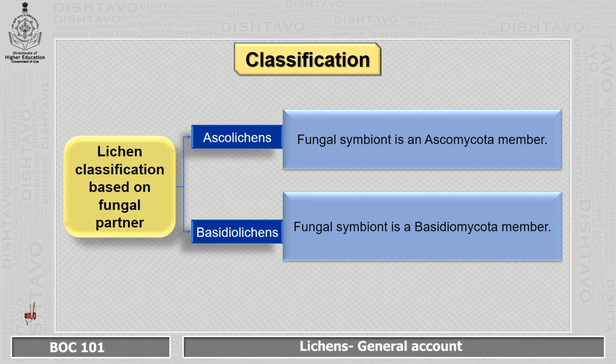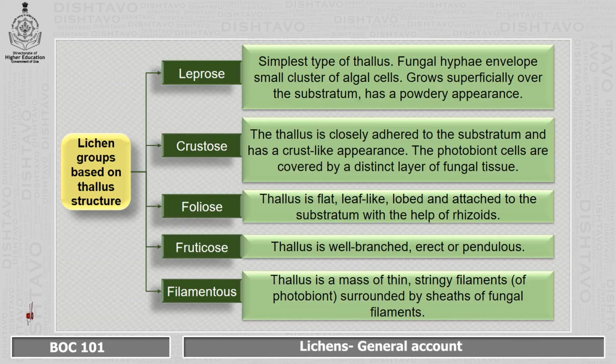Based on their fungal partner, lichens are classified into two: ascolichens and basidiolichens. Ascolichens are those lichens whose fungal symbiont is an Ascomycota member, and basidiolichens are those whose fungal symbiont is a Basidiomycota member. Now, let us look at other groupings of lichens.